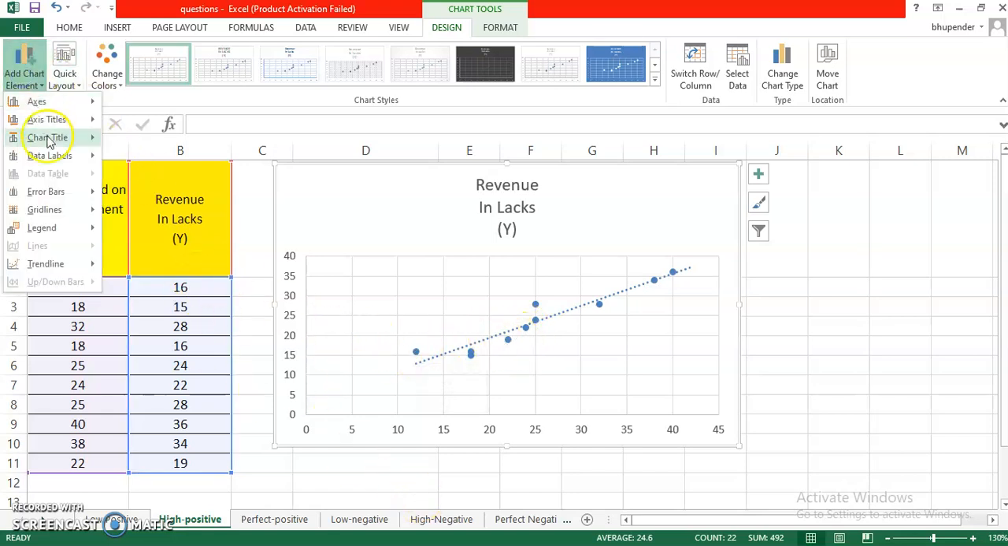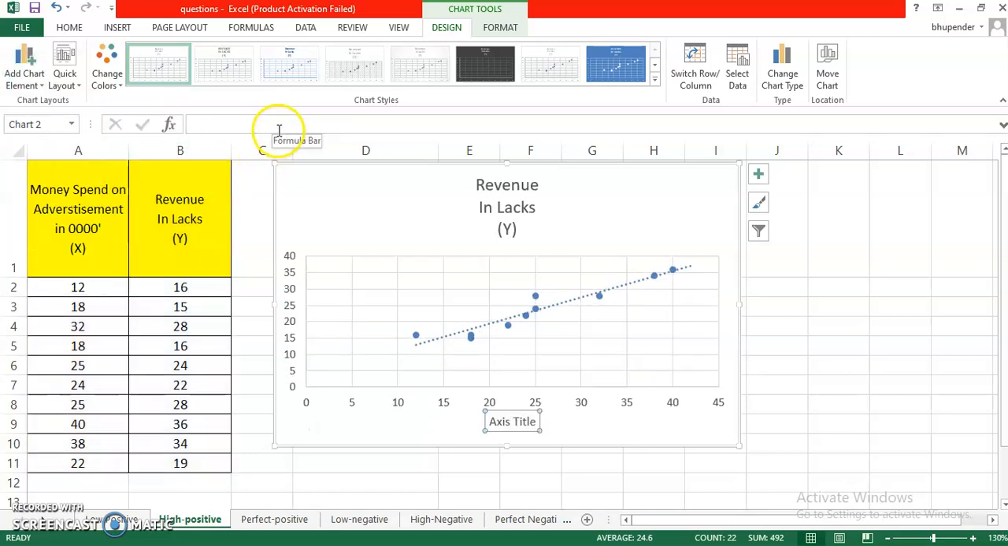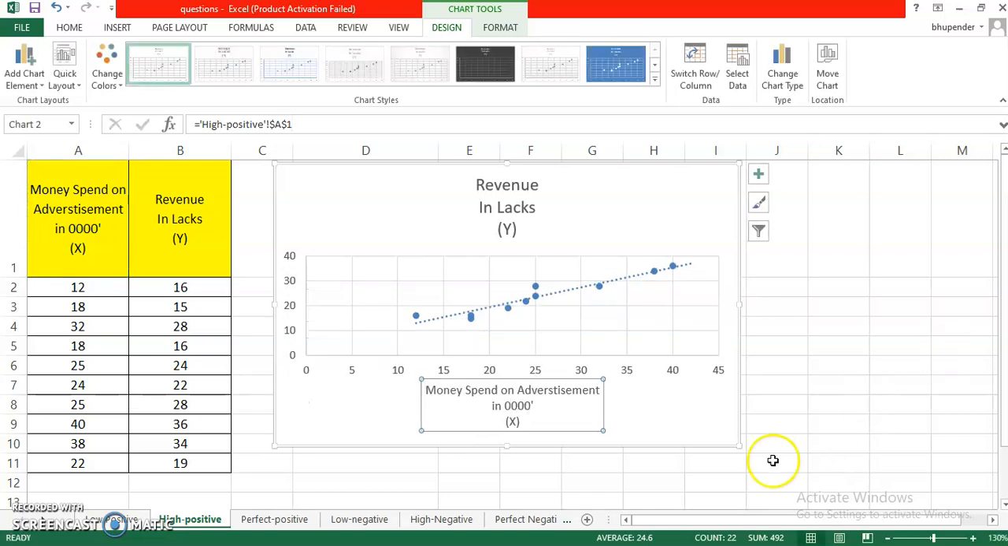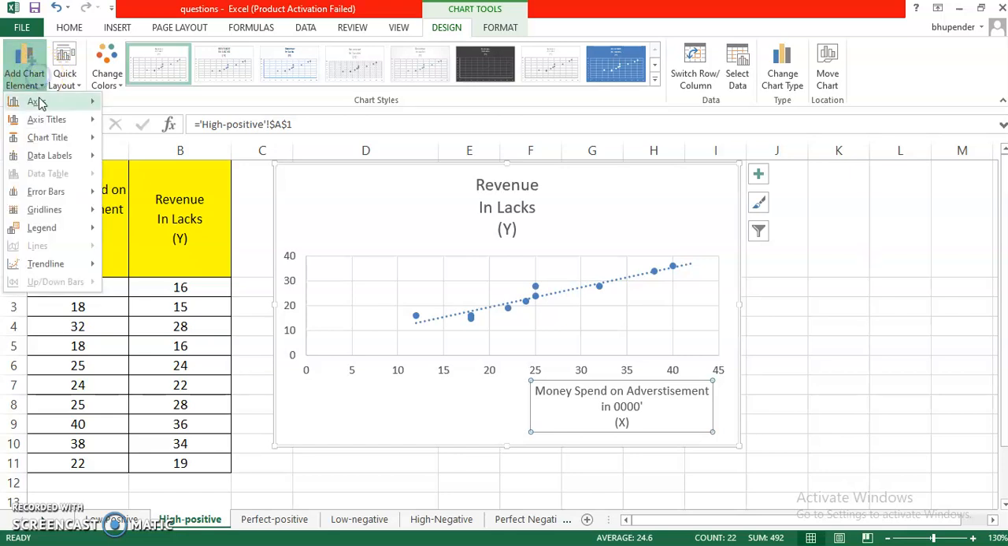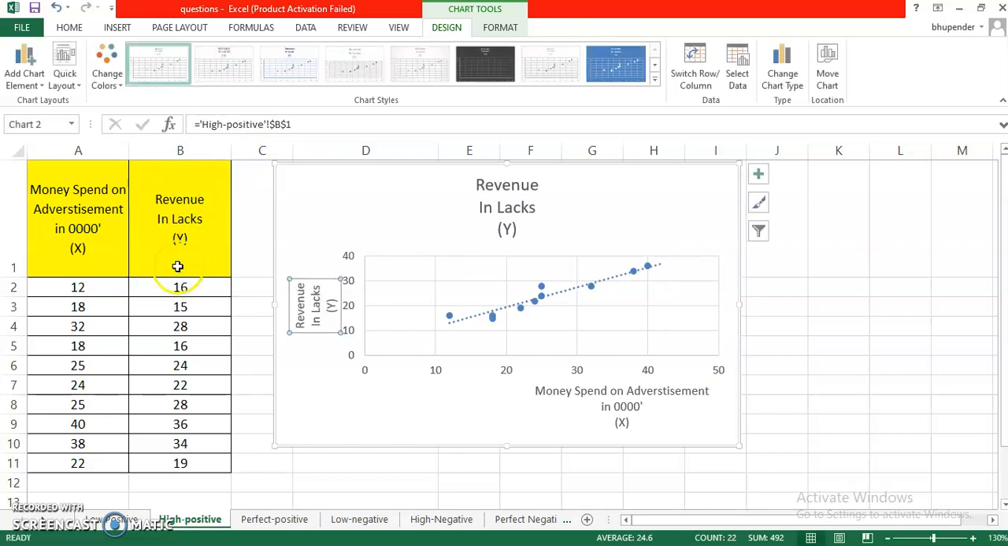And you can also add the chart element, axis title. So you can add a primary horizontal title, and if you want to keep the name same, you can simply go to the formula bar, type equal to, and press whatever it is here. Select the particular cell, and if you hit enter, it immediately takes up the X title name as you have given it in the table. And same way you can add the y-axis. You can go to add chart element, axis titles, vertical, and you just type in equal to in the formula bar, revenue in lakhs, and hit enter.